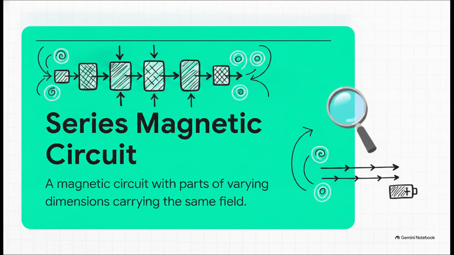By definition, a series magnetic circuit is a circuit that has a number of parts of different dimensions and materials, but here is the absolute most important part. They carry the exact same magnetic field. It's kind of like water flowing through different sized pipes that are all connected in a single line. No matter the pipe's width, the total water current flowing through stays constant. In our magnetic circuit, that magnetic flux remains perfectly constant across all the different sections.